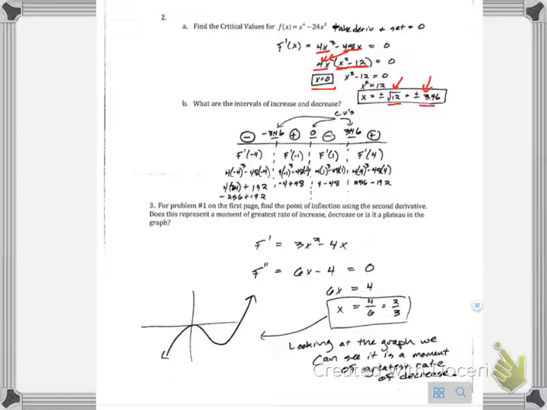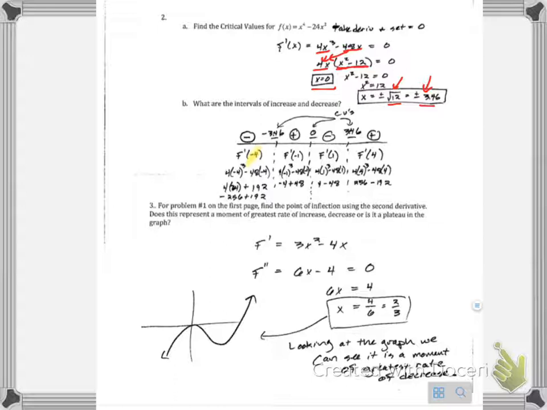We did it graphically on the previous page. Well, now I'm using this first derivative test where you use the critical values, you place them on a number line. And then what you do is take the first derivative and you test numbers in those intervals. To the left of negative 3.46, I have chosen negative 4. You can choose anything to the left of negative 3.46.